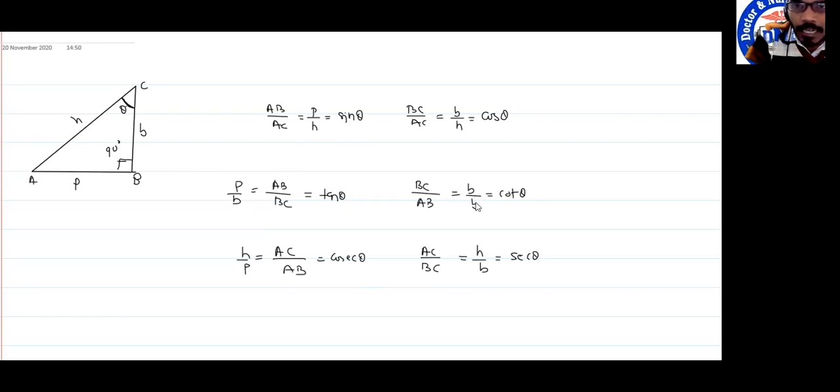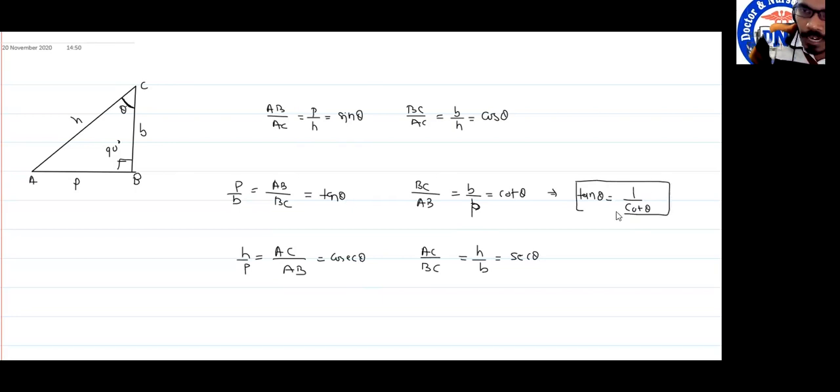Cot theta is base by perpendicular, and tan theta is perpendicular by base. So both are reciprocal to each other, means both are inverse. So you can write tan theta is equal to 1 by cot theta.